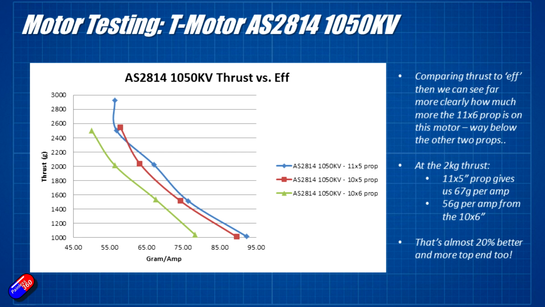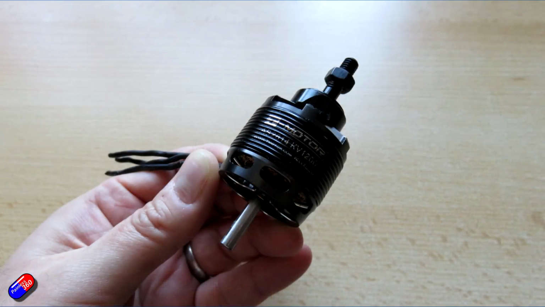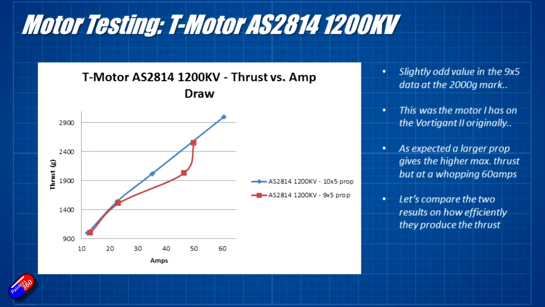Now the next test I did was to test the AS2814 1200 kV motor, and that's the one that I have been using on the model with a 9x5 and a 10x5 inch prop. Both of those are in the data points in the T-Motor stuff, well, close to, slightly different prop pitches, but it does say that we can absolutely prop up on that motor, and that would be an option for me to get more thrust.